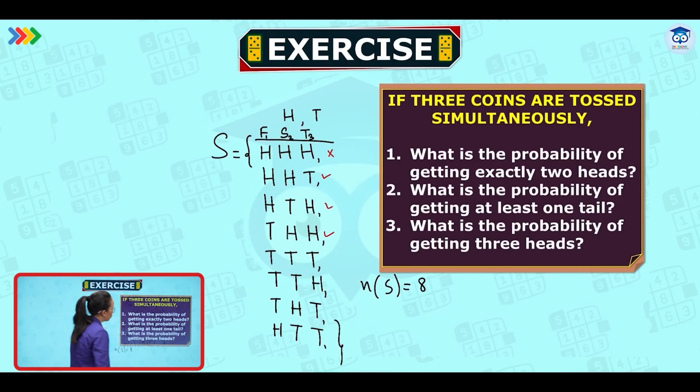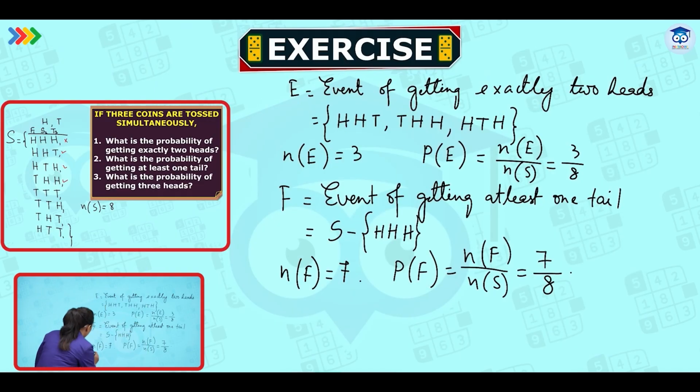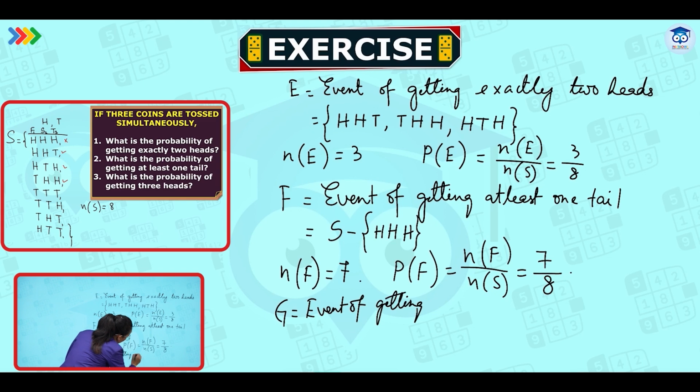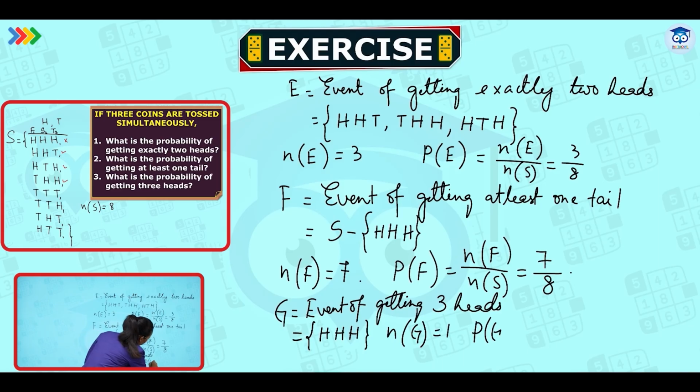So, the last question we have, what is the probability of getting 3 heads? We know it's 1, right? We can have only one possible outcome for this. So the event, let's consider as Z. So the event of getting 3 heads is HHH. So N of Z is 1. Therefore, probability of Z is N of Z upon N of S, that is equal to 1 upon 8.